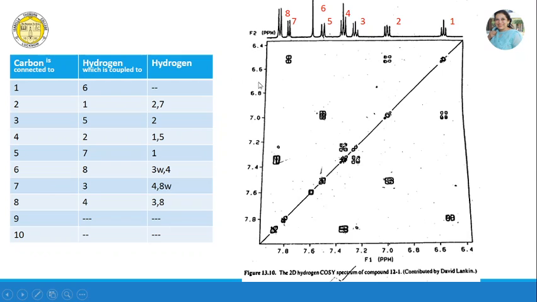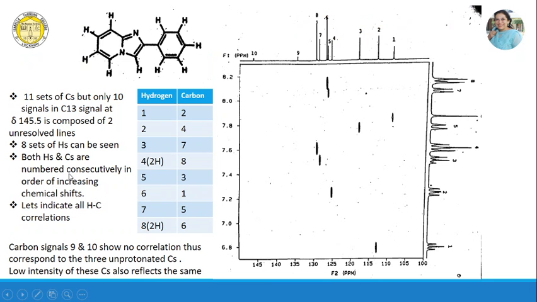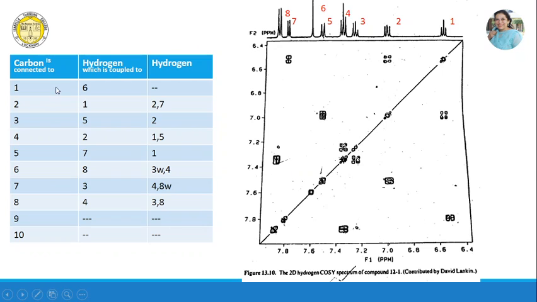So till now, what information have we got? Till now, the information we've got is which carbons are attached to which hydrogens, the same information which we did in the last spectra. I have taken the information and written it this way. Now, what do we do? We do a COSY. COSY will tell us which hydrogen is coupled to which other hydrogen.